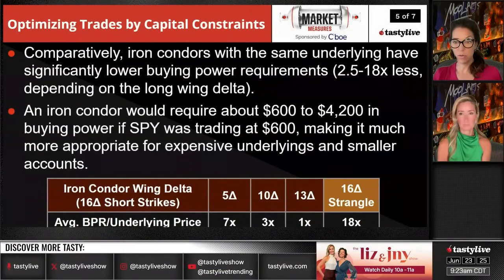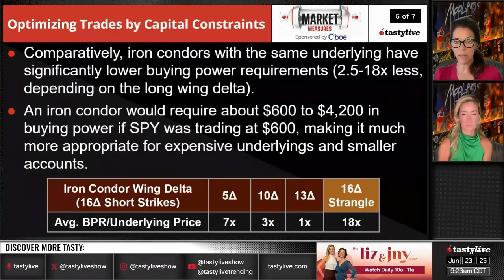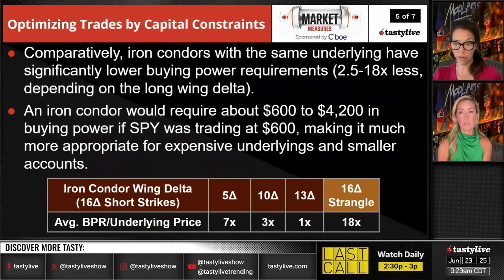And here you can see the closest to the strangle is the 5 delta wings, because those are the furthest out wings. But if you've got 13 delta wings or 10 delta wings, your average buying power over underlying price is decreased exponentially. I mean, you're only using 1x or 3x versus 18x or 20x.